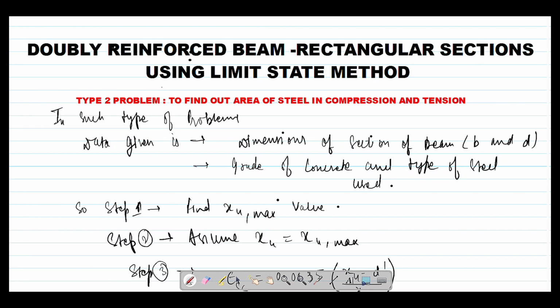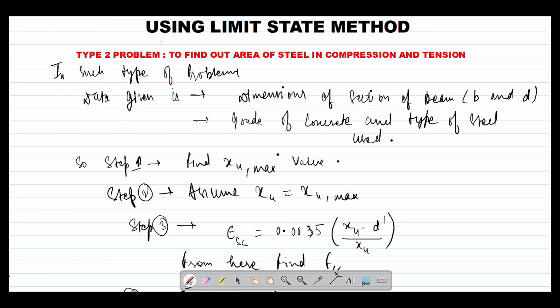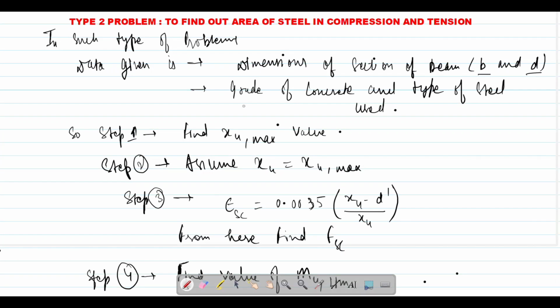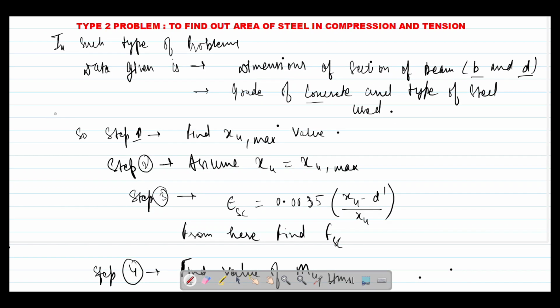In such type of questions, we have different values given, which are as follows. The dimensions of the section of the beam are given, that is B and D. Also, the grade of concrete and the grade of steel are given. So we'll start the numerical by using different steps. The very first step is to calculate the XU max value, also known as the XU limiting value, and this totally depends upon the grade of steel.